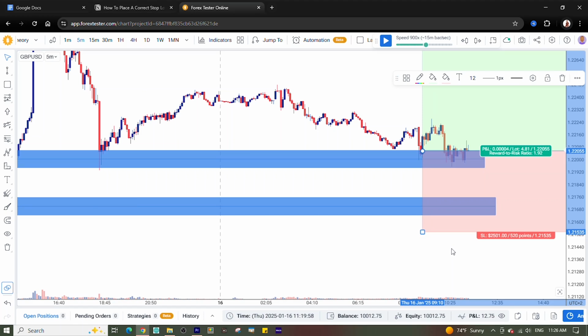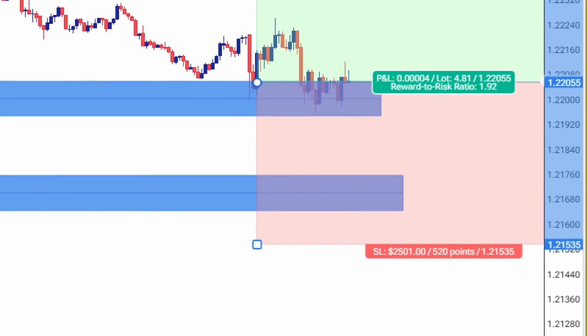So here's what you need to do. First, you need to know exactly where your stop loss needs to be. Then second, you want to calculate how many pips there are from your entry to your stop loss. You can do this using the crosshair tool, or you can just subtract these two numbers, right? So let's say you have 50 pips from the entry here to the stop loss.